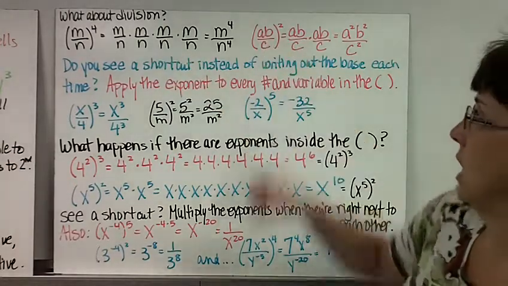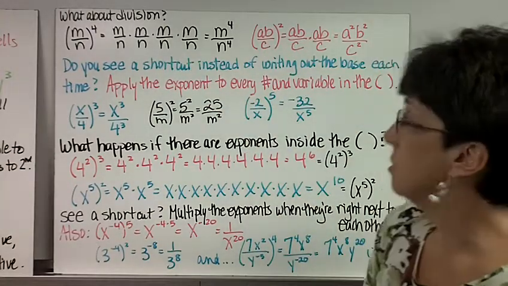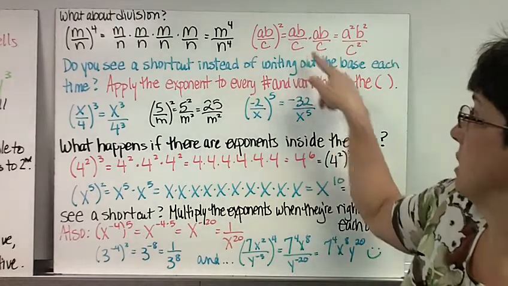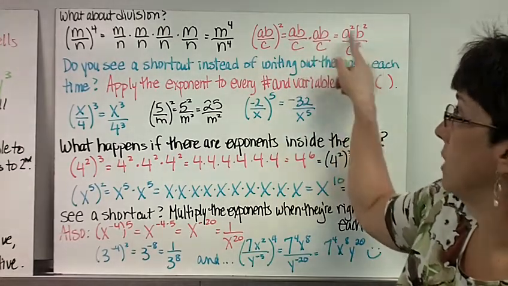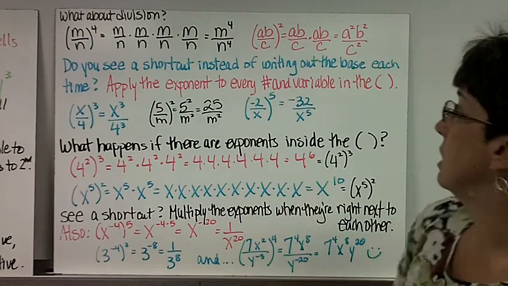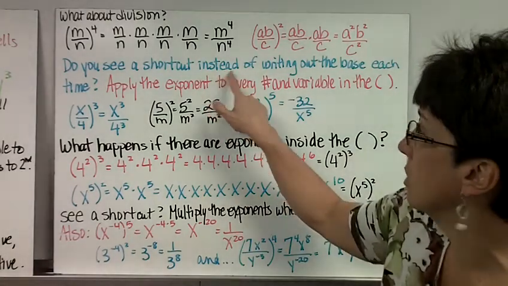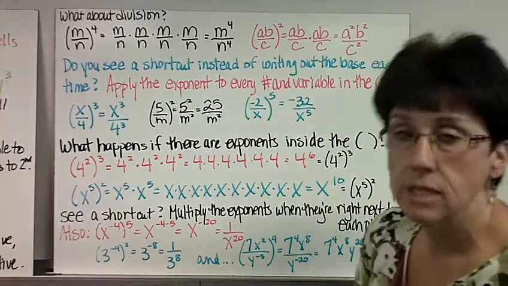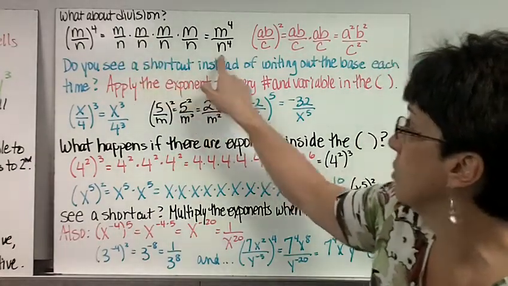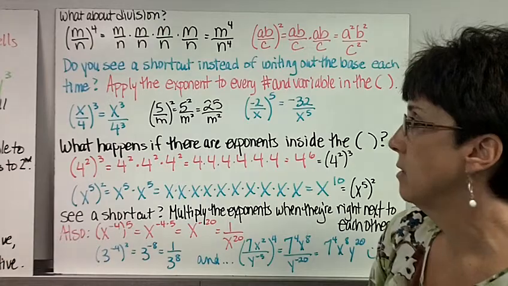What if I have the quantity AB divided by C squared? ABC times ABC. Well, here there's 2 A's, 2 B's, and 2 C's. That's all you have to do. Do you see a shortcut instead of writing out the base each time, instead of writing this 4 times or writing this 2 times?